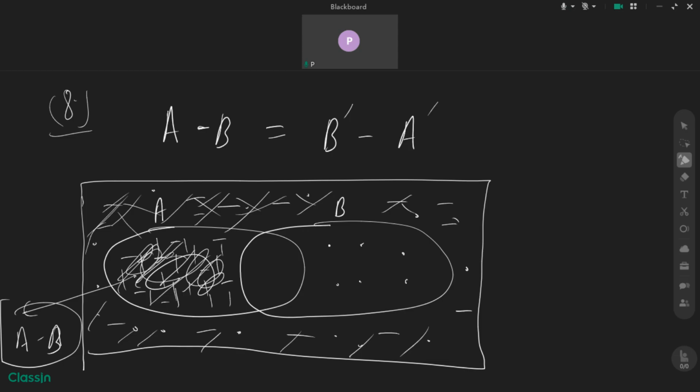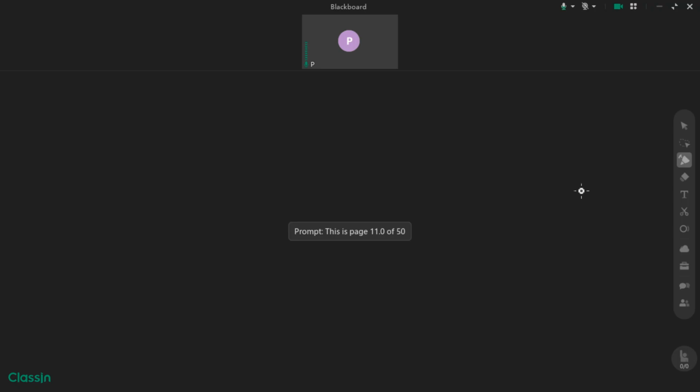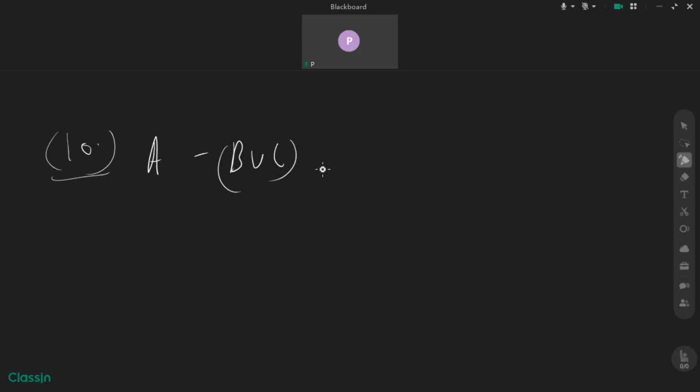The property is based on simply distribution law. So we don't need to prove it. We can prove it by the same Venn diagram, but it's based on simply a distribution property. We can remember it. So the property says A minus B union C is equal to A minus B. Then we'll take union sign. For this union, I have to take intersection sign. Then it will be A minus C.